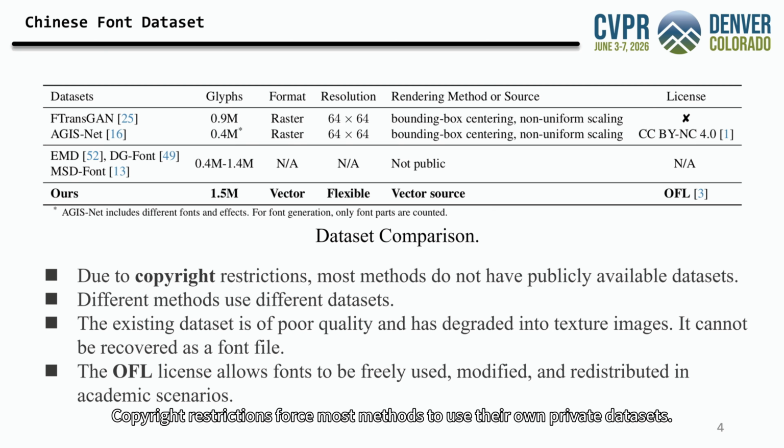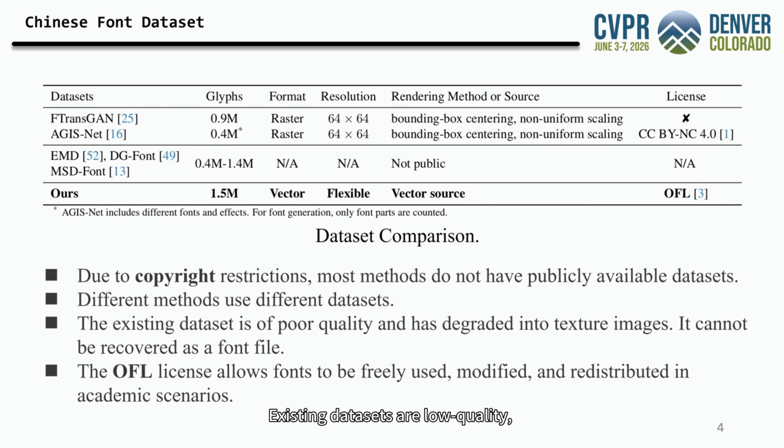Copyright restrictions force most methods to use their own private datasets. Existing datasets are low quality, degraded into texture images, and cannot be recovered as font files. Unlike existing distorted rendering datasets, our vector source files offer higher flexibility, furthermore support vector-driven models, and enable future exploration. And the OFL license allows free use, modification, and redistribution for academic purposes.